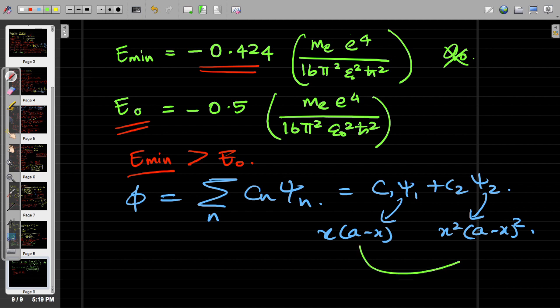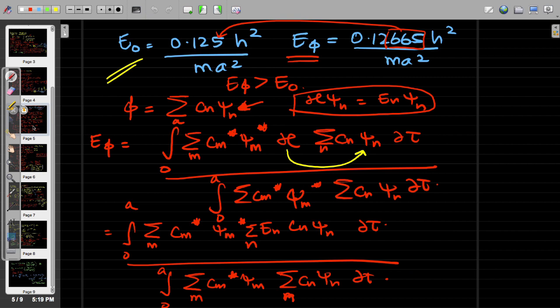Remember, these functions are not an orthonormal basis set. You don't have to take an orthonormal basis set. You can take any function, and that is the power of the variation theorem. So you can take any function to understand this.